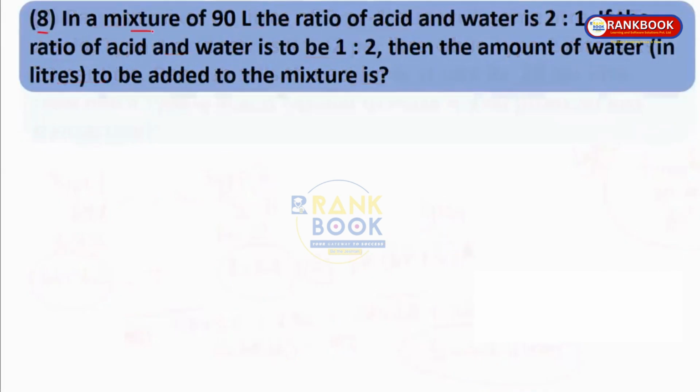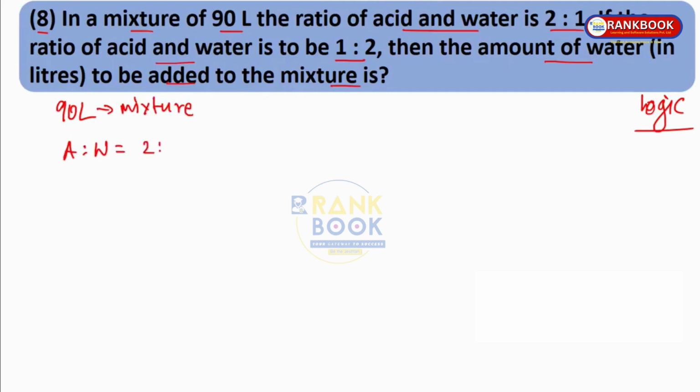8. In a mixture of 90 liters, the ratio of acid and water is 2:1. If the ratio of acid and water is to be 1:2, then the amount of water in liters to be added to the mixture is again pretty easy. We can use logic over here, no need to go to formula or anything else. What have they given? Mixture is 90 liters in total. In that, the acid to water ratio is 2:1. Now we have to make the ratio 1:2. We have to find out how much water is to be added.